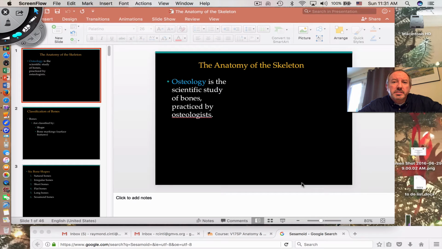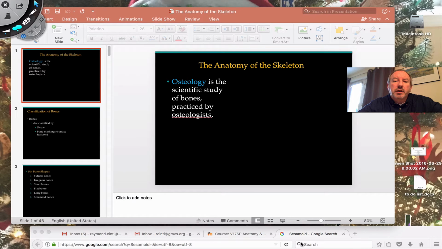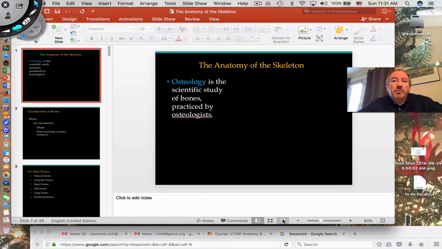Hi everyone, it's Mr. Sinti, and today I'd like to discuss with you the anatomy of the skeleton. In particular, I want to emphasize various bone shapes in terms of the anatomy, and also really emphasize the markings on bones. And markings on bones, I'm not sure if you've given it much thought before.